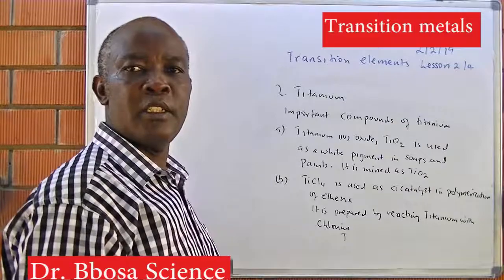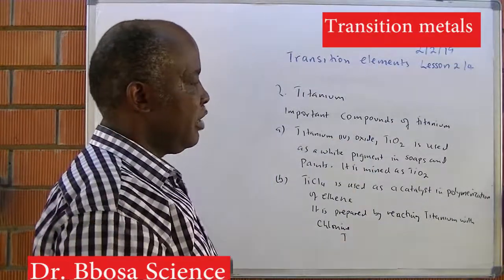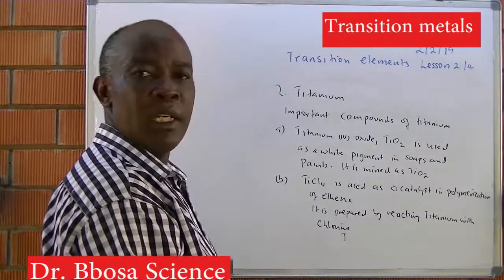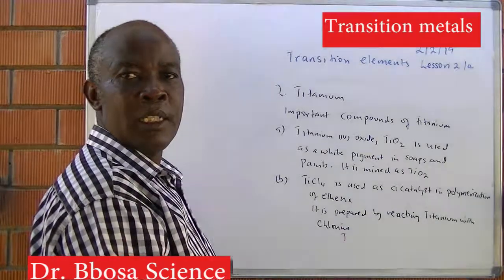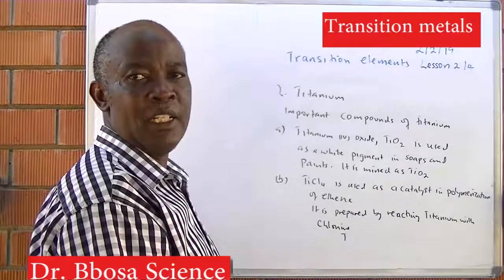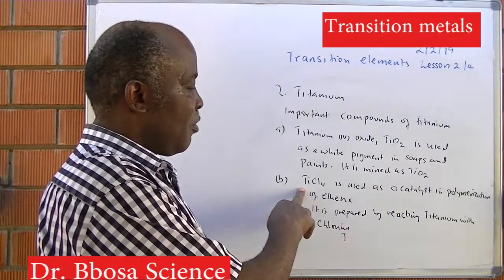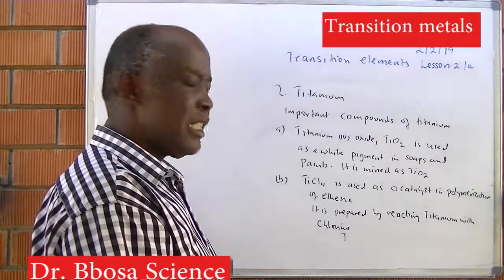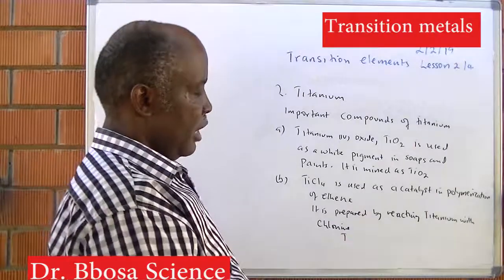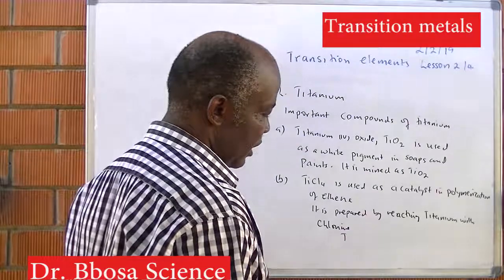Important compounds of titanium. Titanium(IV) oxide is used as a white pigment in soaps and paints. It is mined as titanium(IV) oxide, so you get it as that. Titanium(IV) chloride is used as a catalyst in the polymerization of ethene. You have already seen this. It is prepared by reacting titanium and chlorine.